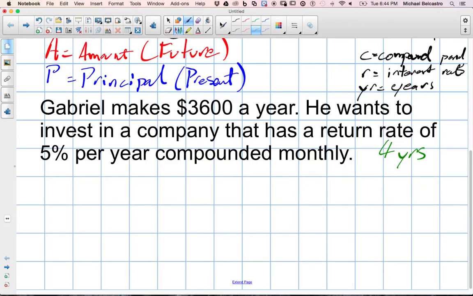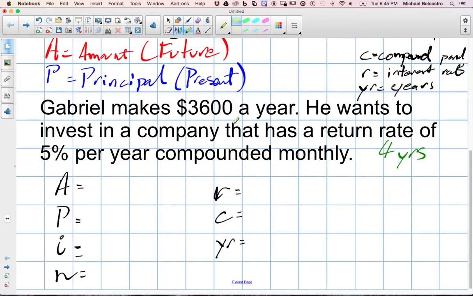So we need to make some distinctions. We have an A, a P, an I, an N, and then technically an R, a C, and a YR. So there's actually a ton of variables to figure out. Now, again, I and N are calculated from these. The R is whatever the interest rate is. What do we say the interest rate was going to be in this account? 5%. Great. And we have to make that a decimal, so 0.05. How many years did we say this guy was going to invest for? 4. Great. So that's going to be our YR, our years.